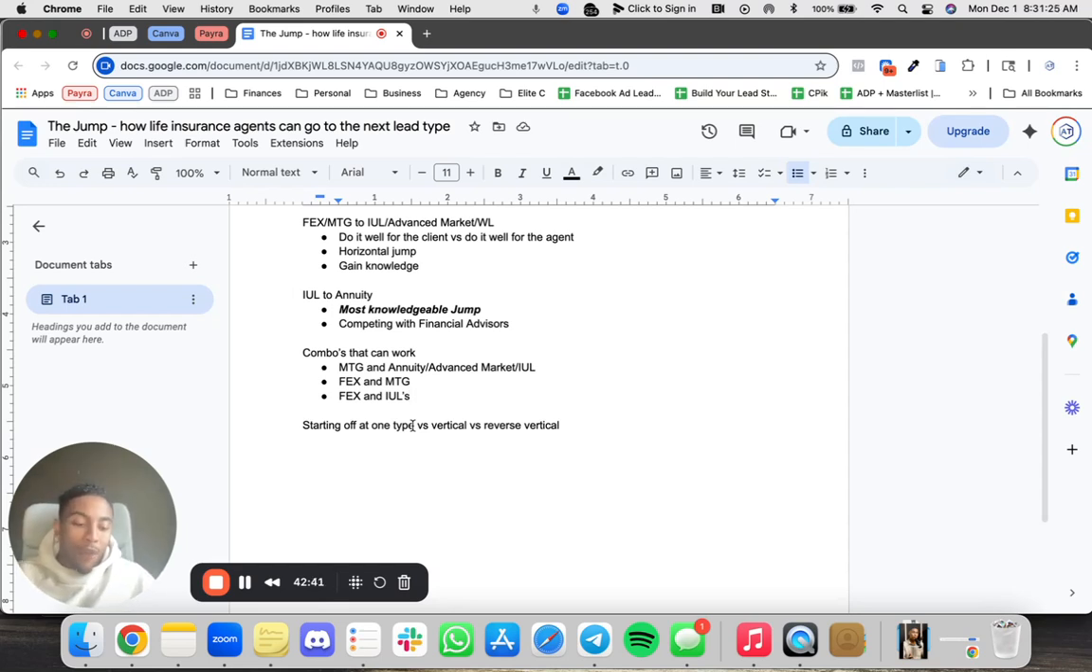Now, vertical is final expense to mortgage to IUL to infinite banking, whole life to annuity, right? That's vertical, straightforward. Reverse vertical, typically, you don't start with annuities, just being honest. Most people never just go to that because you need to have some sort of base. Reverse vertical is you start at IULs and you work down. So you're like, hey, this is all we do is IULs, but then we're also going to do mortgage, and then you learn how to do final expense. So it's kind of like you're reverse engineering how to downsell, right?